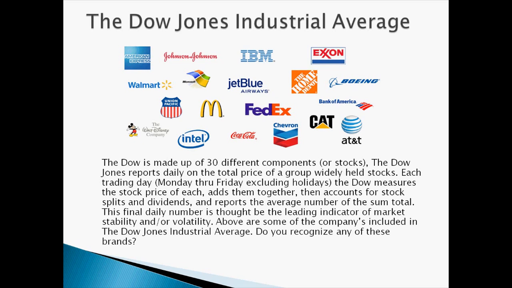The Dow is made up of 30 different components or stocks. The Dow Jones reports daily on the total price of a group of widely held stocks. Each trading day, Monday through Friday, excluding holidays, the Dow measures the stock price of each, adds them together, then accounts for stock splits and dividends, and reports the average number of the sum total. This final daily number is thought to be the leading indicator of market stability and/or volatility.